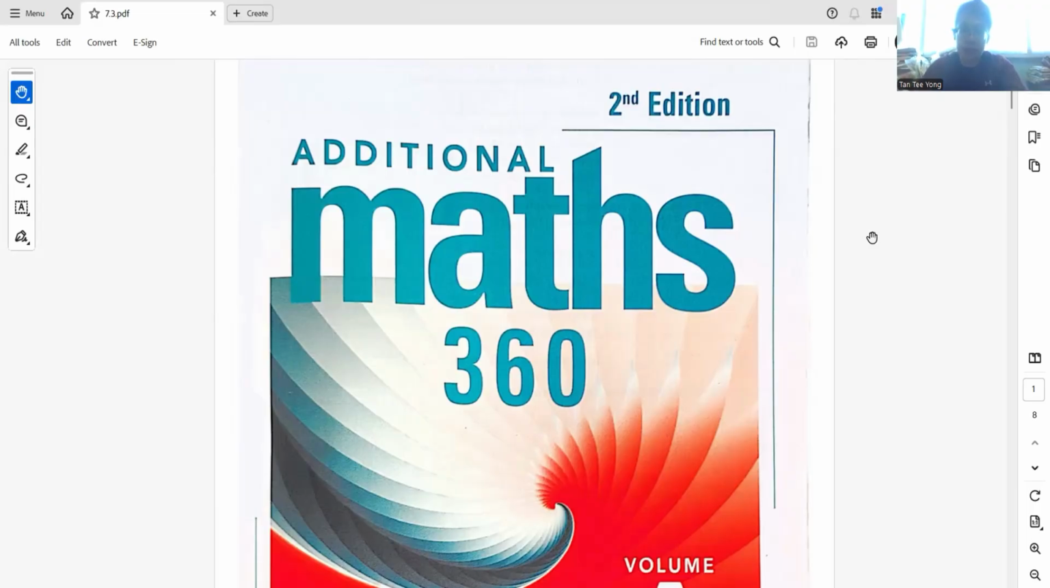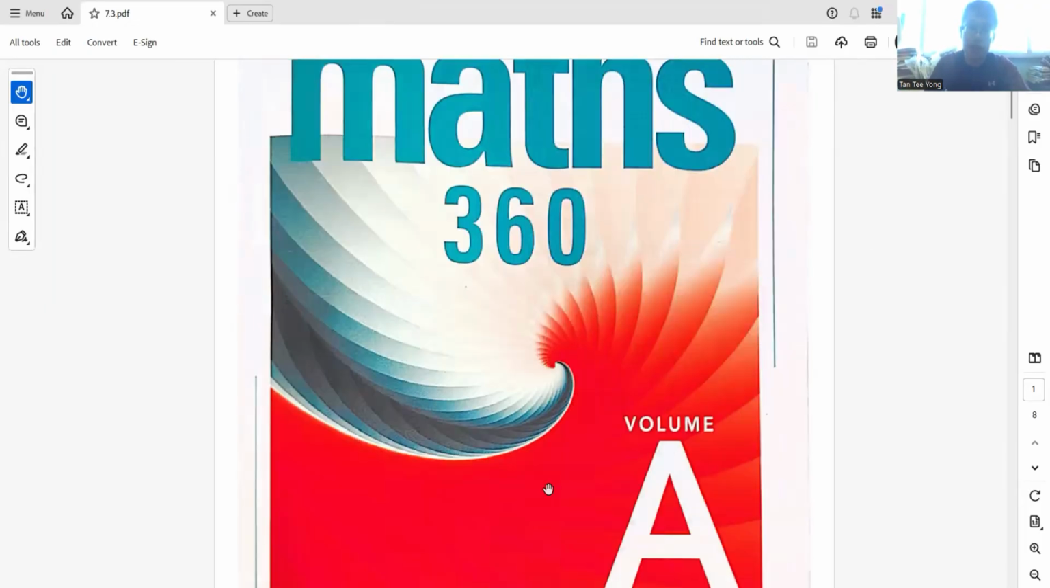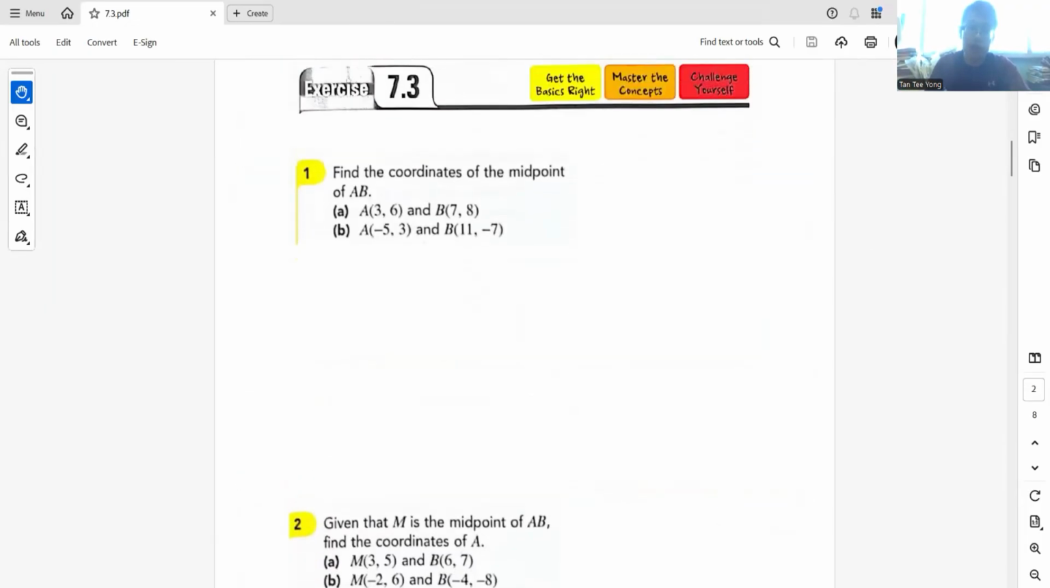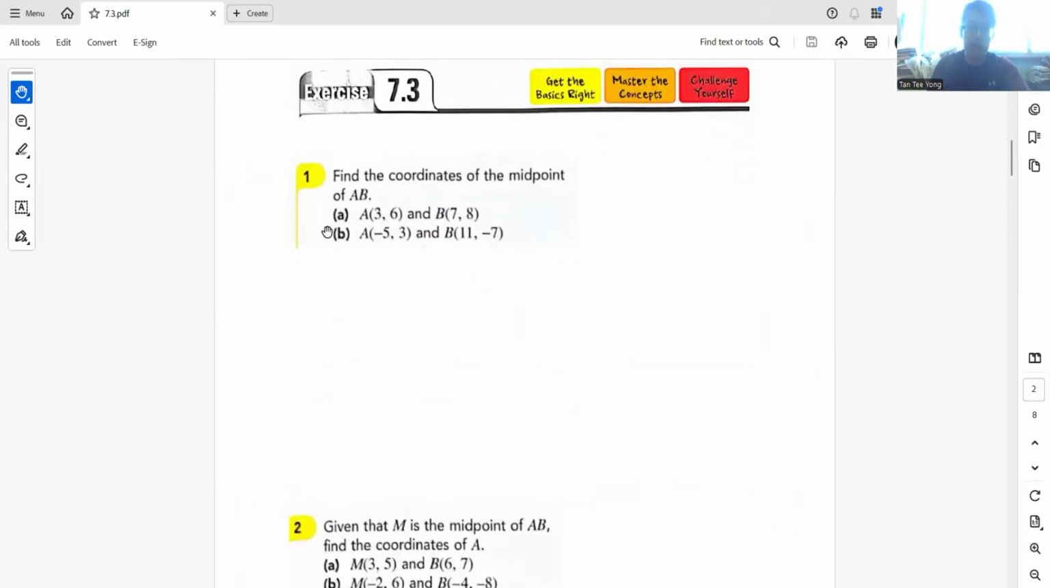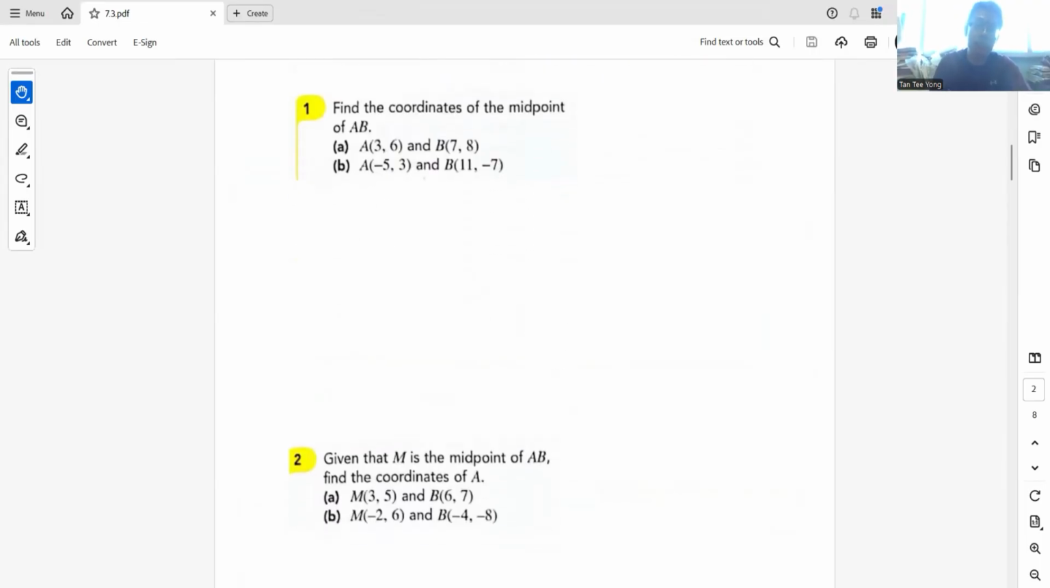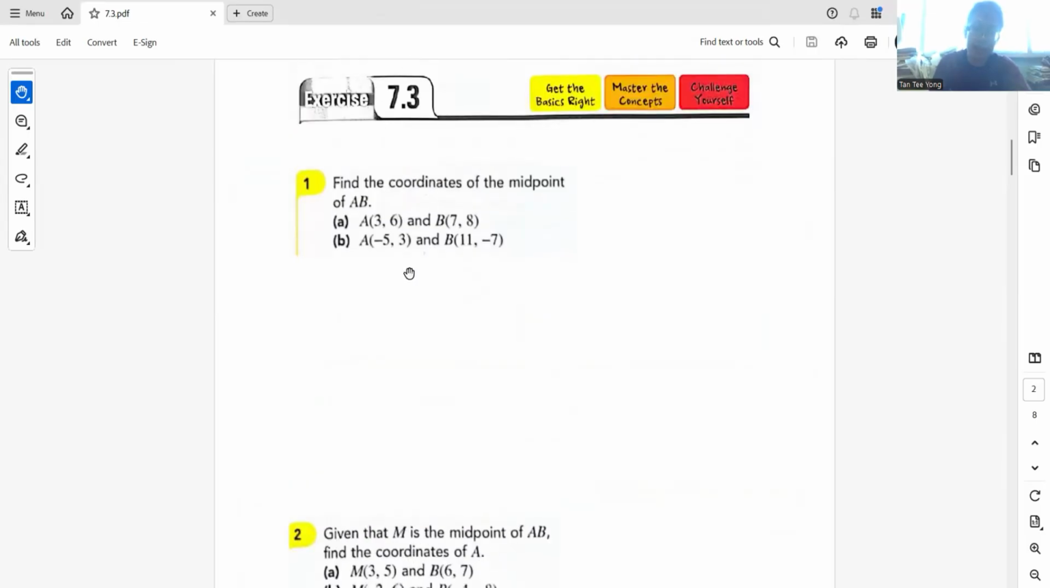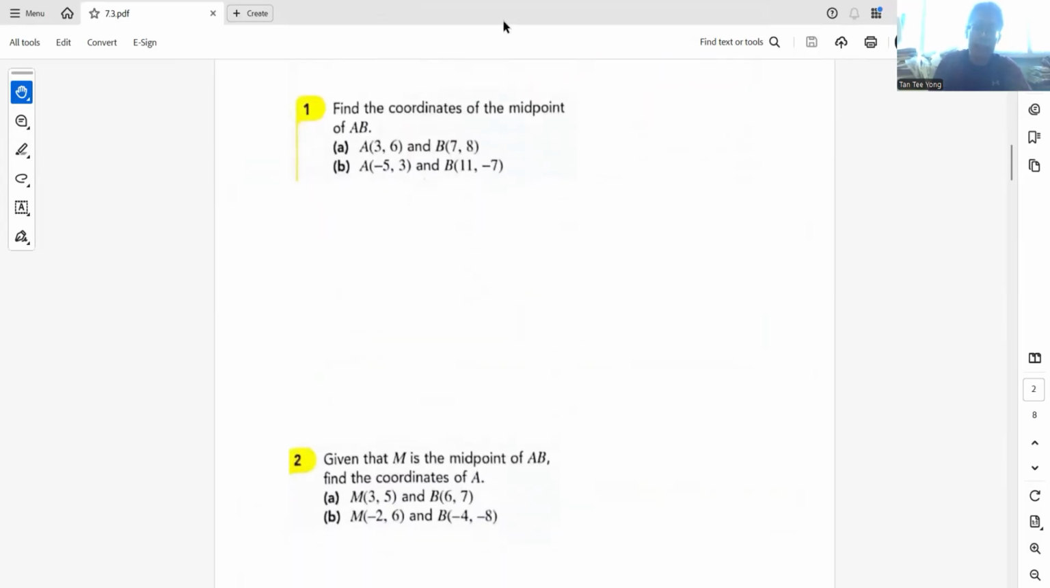Good afternoon, everyone. So today I'm going to go through exercise 7.3 from this particular textbook. This is the Amath textbook. For simplicity, I'm just going to go through 1B, not 1A. So this is exercise 7.3. For 1B, they want us to find the coordinate of the midpoint of A and B. This is coordinate A, this is coordinate B.